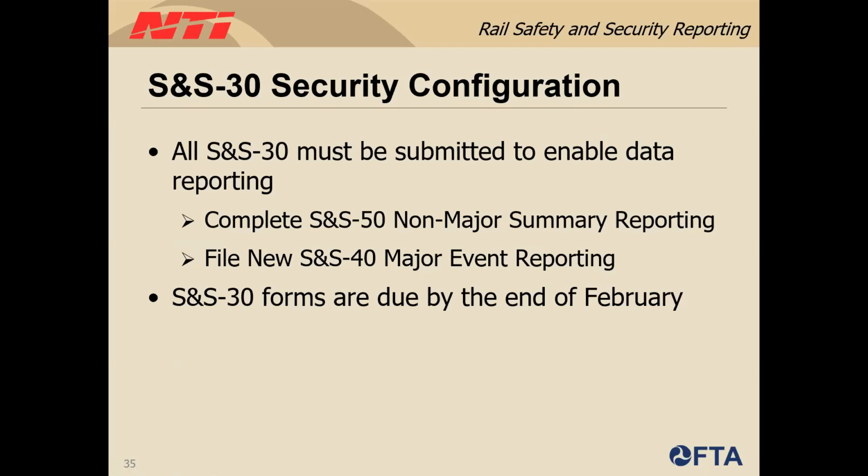If you cannot create or edit an SNS 40 or 50, it may be because one or more SNS 30s is not submitted. All SNS 30 forms should be completed by the end of February, even if you do not submit SNS 50 reports, Commuter Rail and Alaska Rail.